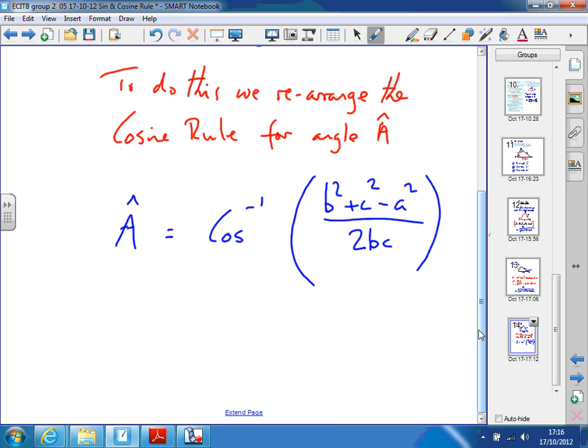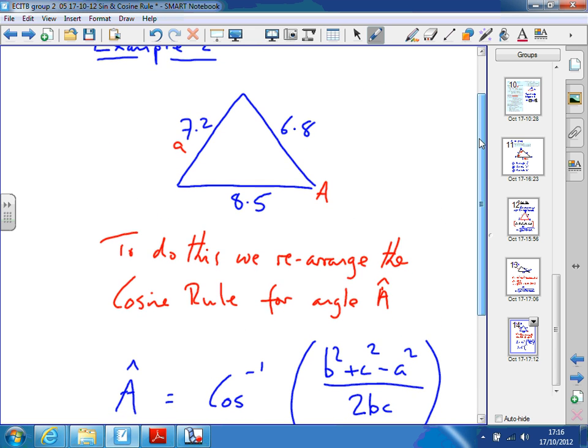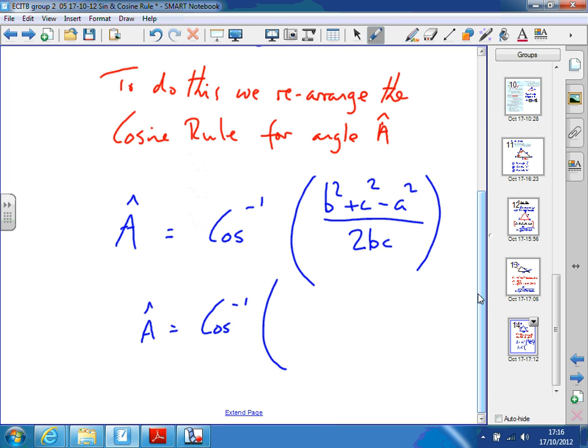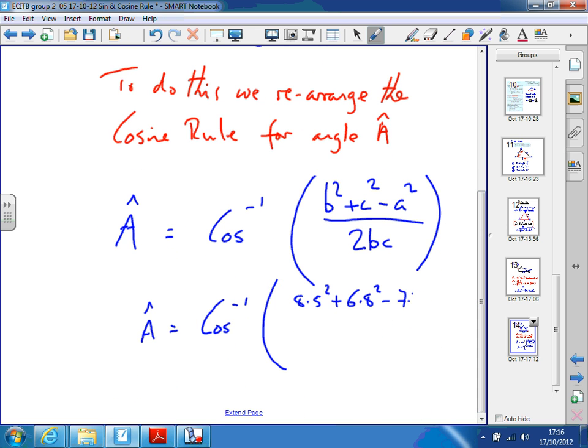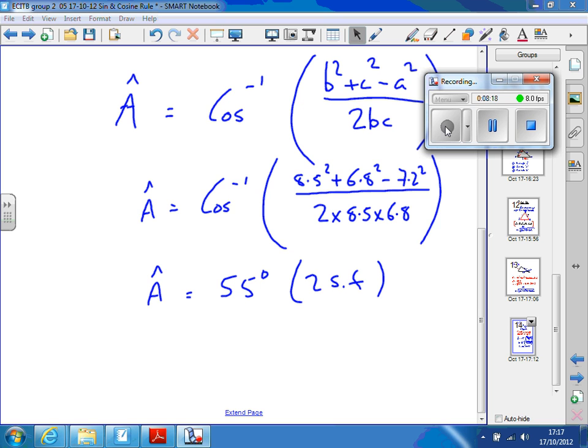So for this example, A equals the inverse cos of b squared, which is 8.5 plus 6.8, so it's the other two sides squared, minus the side opposite the angle squared, all over 2 times 8.5 times 6.8, close bracket. So again, you can do that in one hit on the calculator. Have a go. So 55 degrees, hopefully.